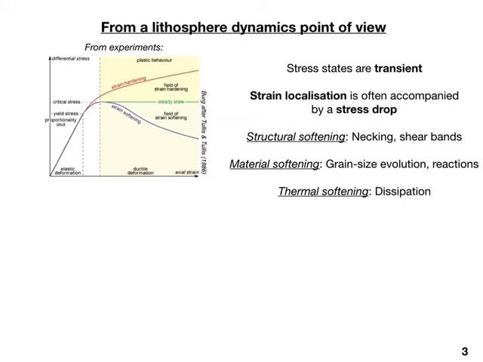And the reason for this, for example, strain softening can be manifold. So that we have structural softening, which is basically internal reorganization of the material due, for example, to necking of layers or formation of shear bands. We have material softening, which may be linked to mineral reactions or grain size evolution. And we have also thermal softening, which is related to dissipation and shearing.